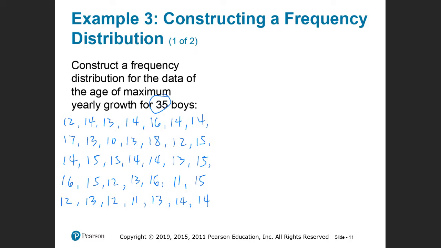So constructing the frequency distribution, it's just like making a table. So we'll just list how many boys actually are listed under a certain age. So we call this frequency distribution table.